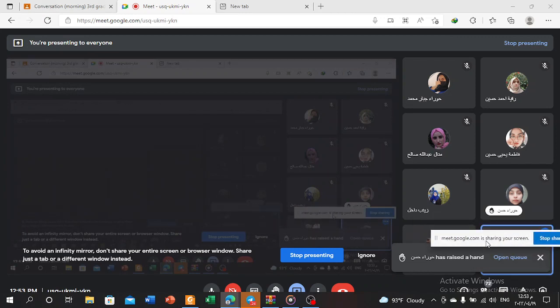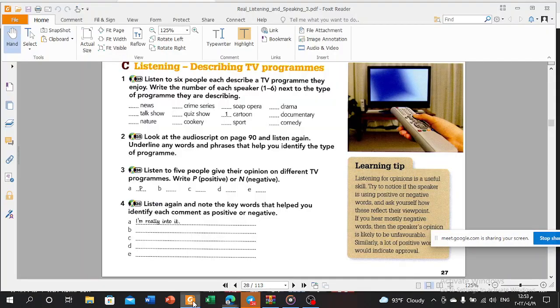Yes, hello? Yes, B negative, not positive. B negative, yeah. And why is that? Why, what did he say that made you think he was not satisfied with the movie he watched? Well, he said that he was not keen on it. It could be the opposite of I'm really into it. He said he is not very keen on it. That means that he didn't like it very much.